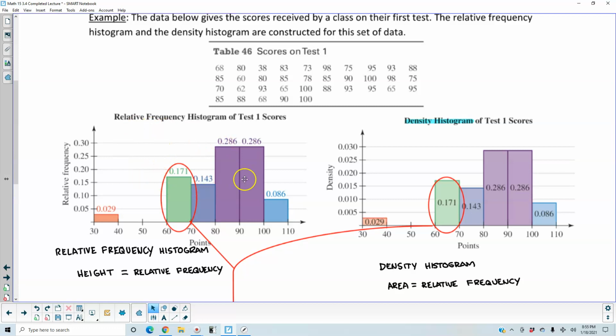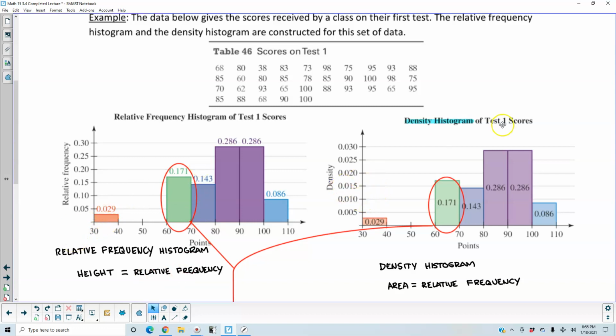Now let's take a look at the first one here, the relative frequency histogram. You can see that we have our classes. Remember that the vertical axis is the relative frequency, and the horizontal axis is the points, going from 30 to 110. So the class between 30 and 40 has 0.029 relative frequency. The class between 60 and 70 has 0.171 relative frequency. So whenever you're dealing with the relative frequency histogram, the height at the top of each bar represents the relative frequency.